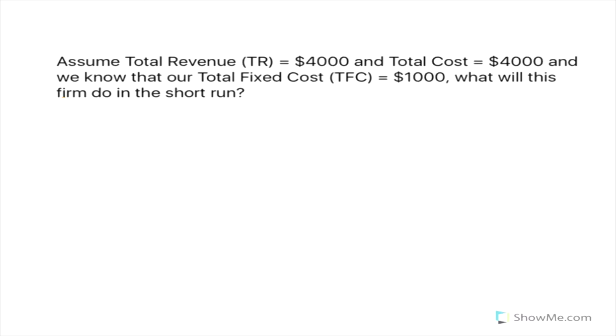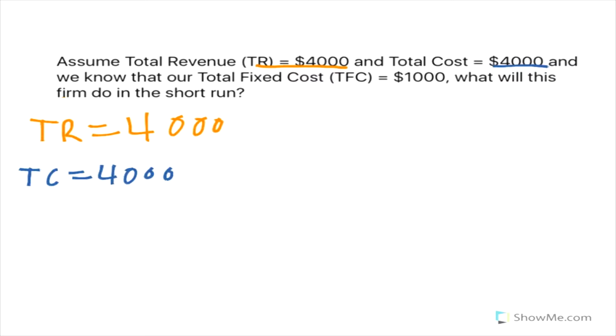All right, so let's say we're giving advice to a business. They come up to us and they're losing money, and they need to figure out if they're going to be able to stay in business, at least in the short run, or fall out of business and just cut their losses. Now, they've given us some key information here. We have our total revenue, TR equals $4,000. They've given us their total cost, which is $4,000. And they've given us their total fixed cost, which is $1,000.